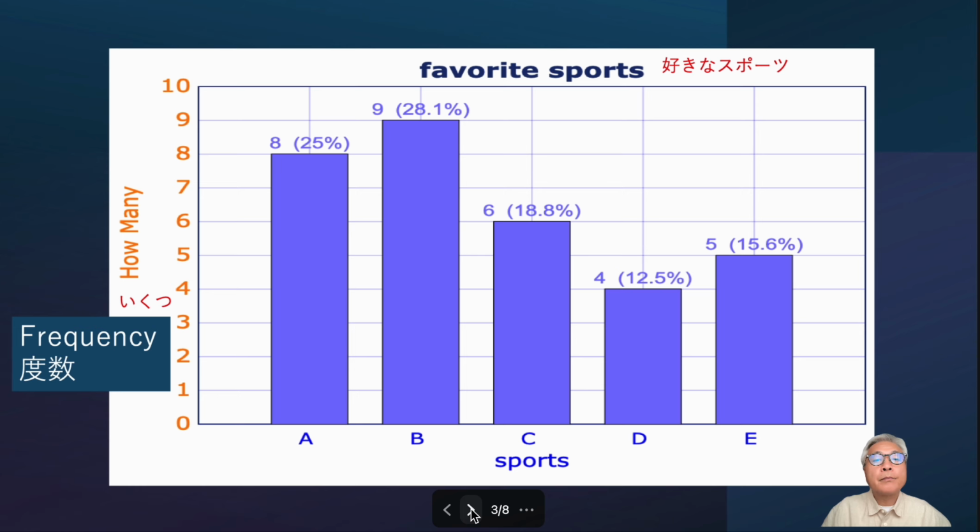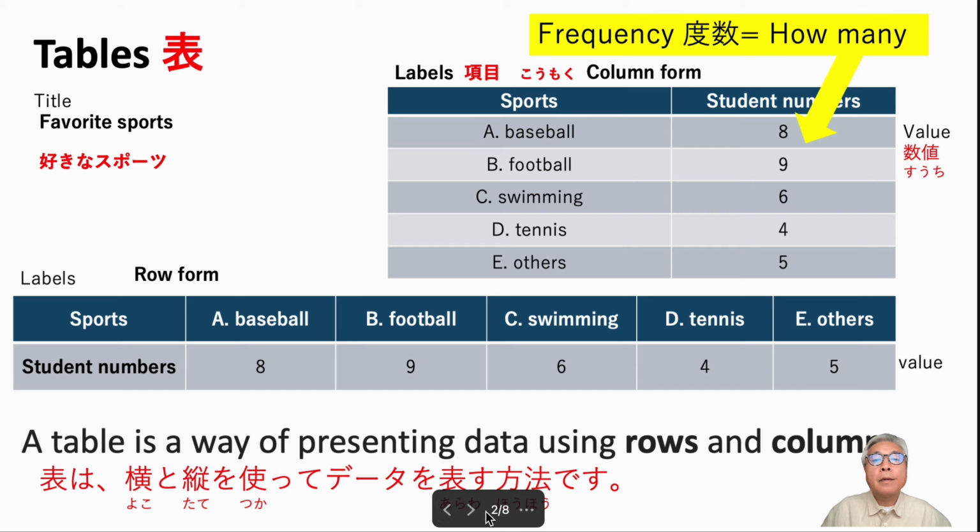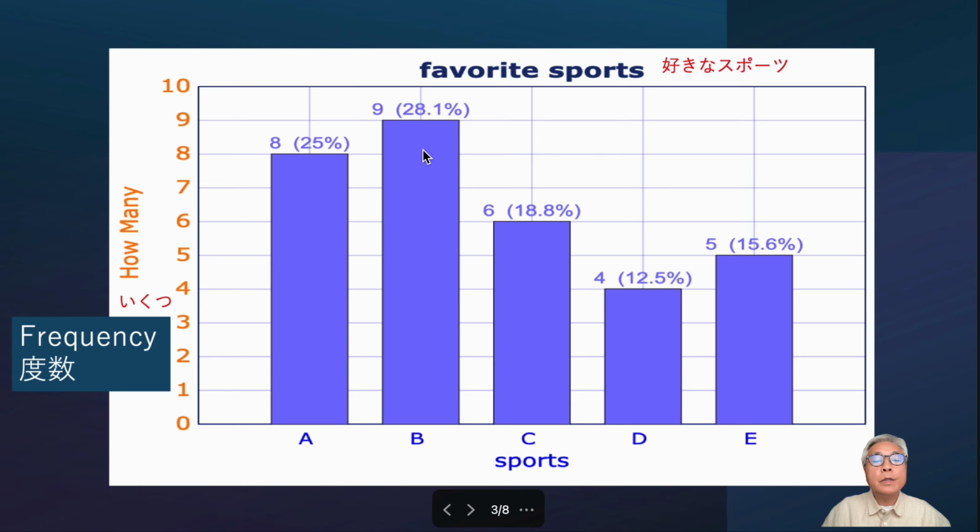So, football. Football has a big number, nine students. Baseball's 8. Alright? So it's easy to understand how many students like sports, favorite sports. It's easy to understand. So graph can show these data clearly.